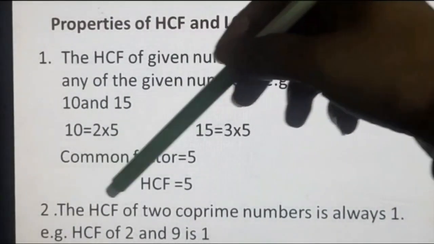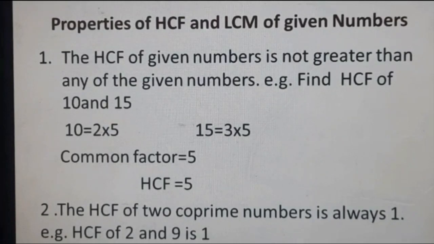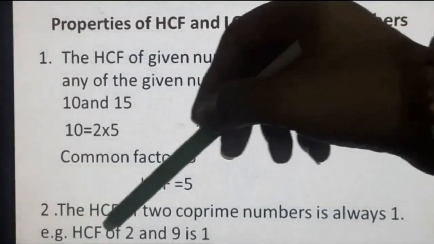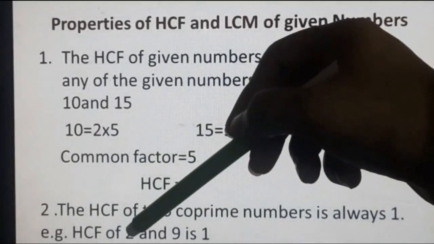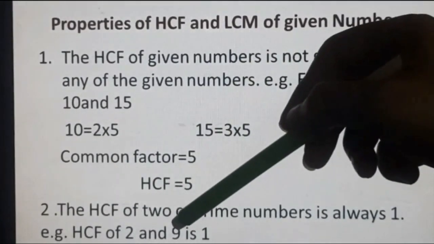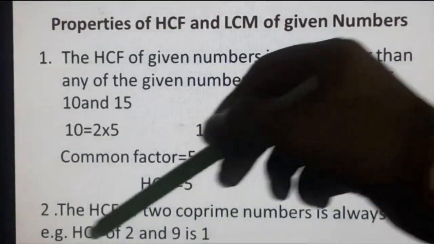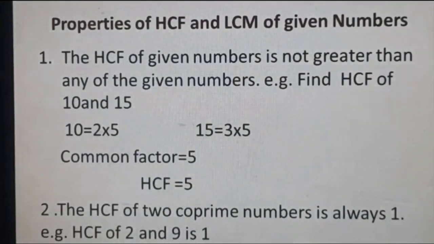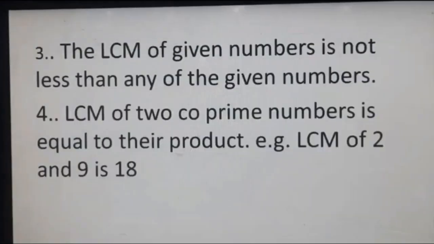Next, the HCF of two co-prime numbers is always 1. If the numbers are co-prime, their highest common factor is always 1. See this example, HCF of 2 and 9. Factors of 2, 1 and 2. Factors of 9, 1, 3 and 9. And common is 1. So highest common factor is 1. Very small example is there. Orally you can check.